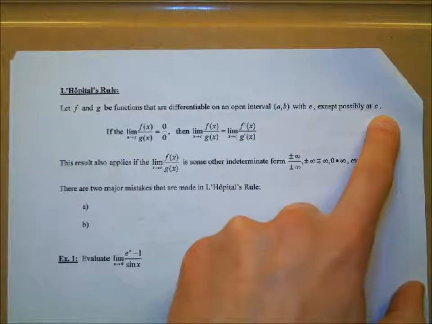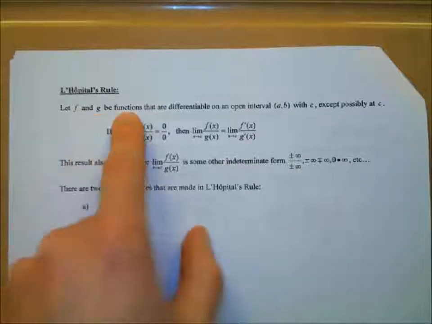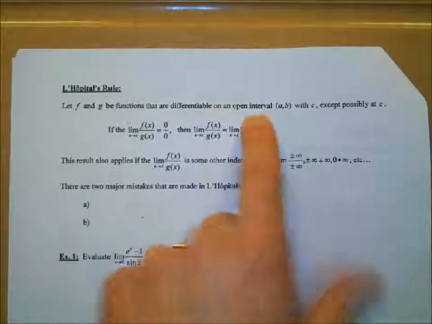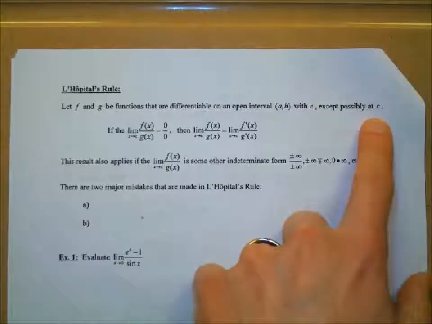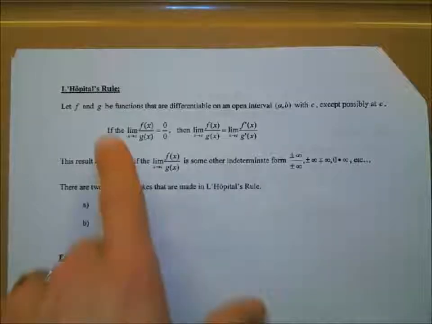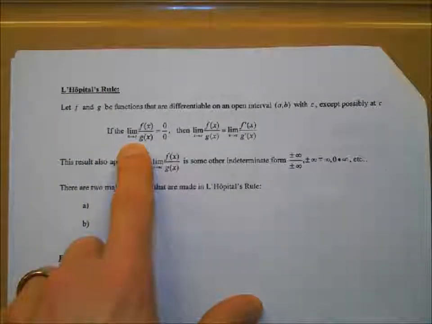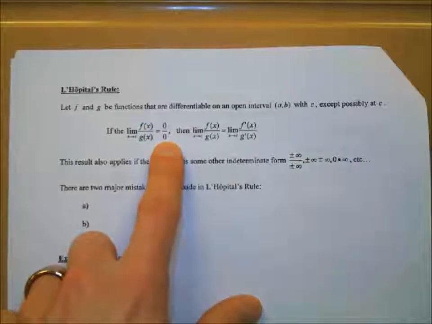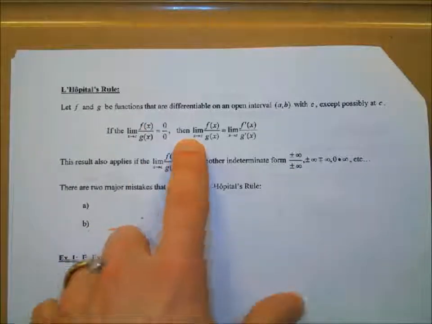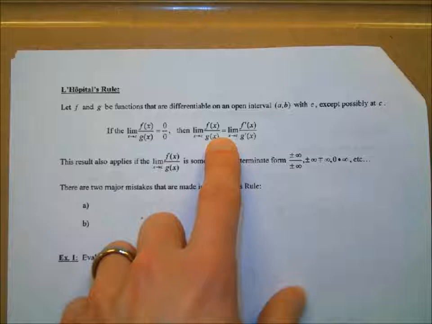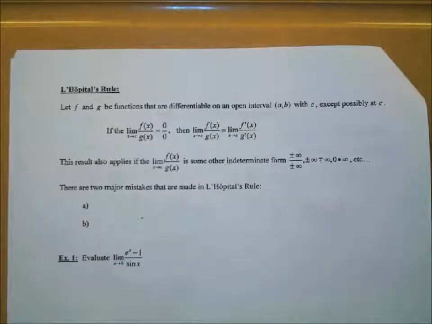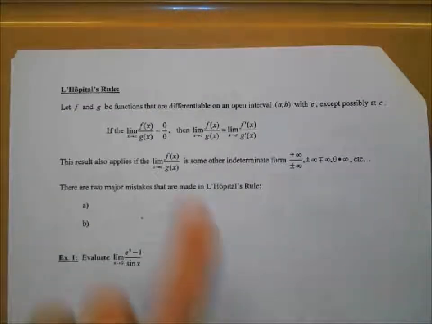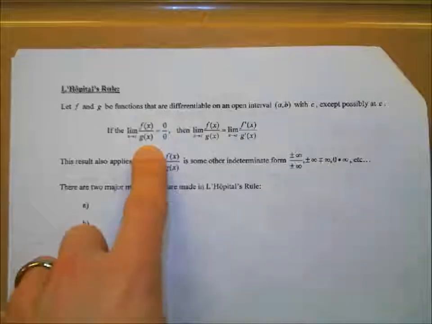Let f and g be functions that are differentiable on an open interval (a, b) with c, except possibly at c. Let me reread that one more time. f and g are functions that are differentiable on an open interval (a, b) with a number c in that interval, except they may not be differentiable at that single point c. So if the limit as x approaches c of f(x)/g(x) is 0/0, then the limit as x approaches c of f(x)/g(x) equals the limit as x approaches c of f'(x)/g'(x).